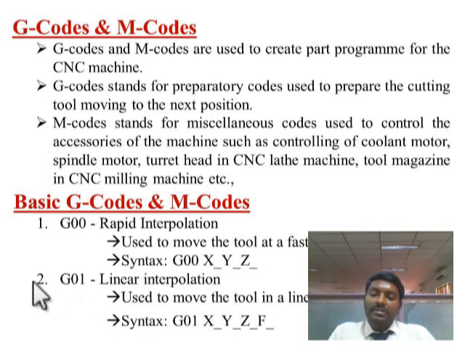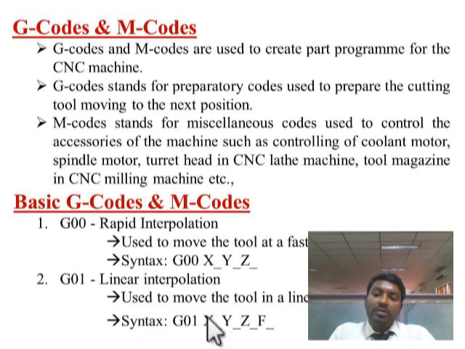Next we are going to see the G01 code. G01 means linear interpolation. It is used to move the tool in a linear path. It can be in a horizontal direction, vertical direction, or inclined direction. So for moving the tool in a linear path, this code will be used. This is the syntax for this code.